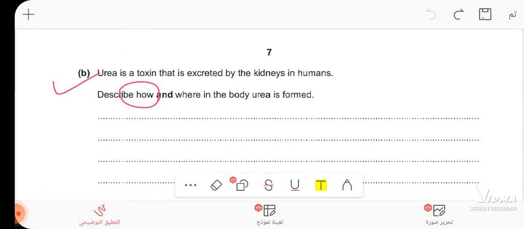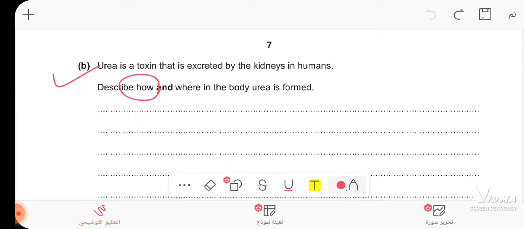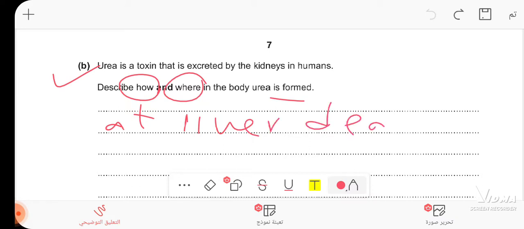Okay. So how and where, remember that. How many marks here? We have 3 marks. How and where, you have to tell how and where the body urea is formed. At the liver, or in the liver, deamination. Where? In the liver. How? Deamination of amino acids.